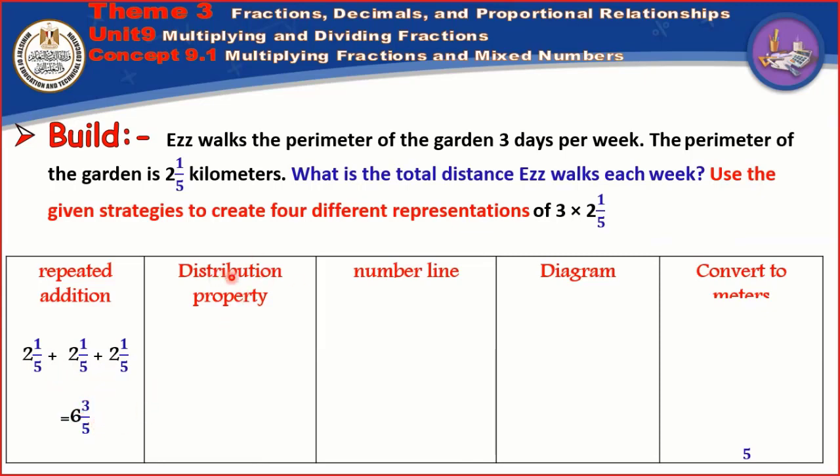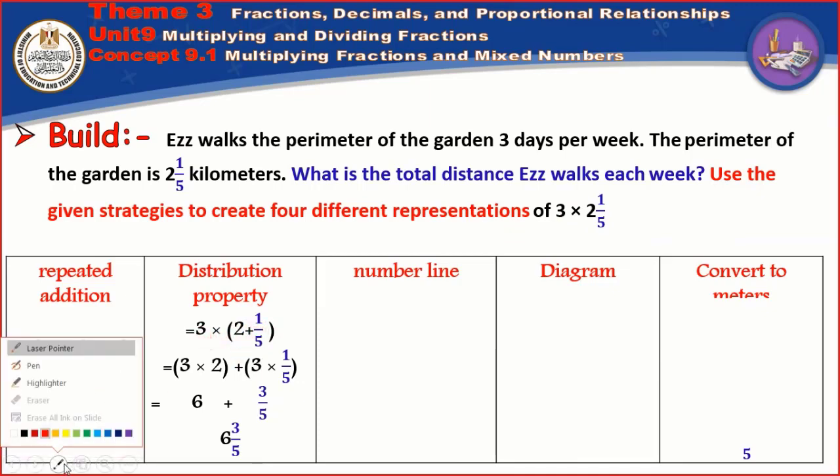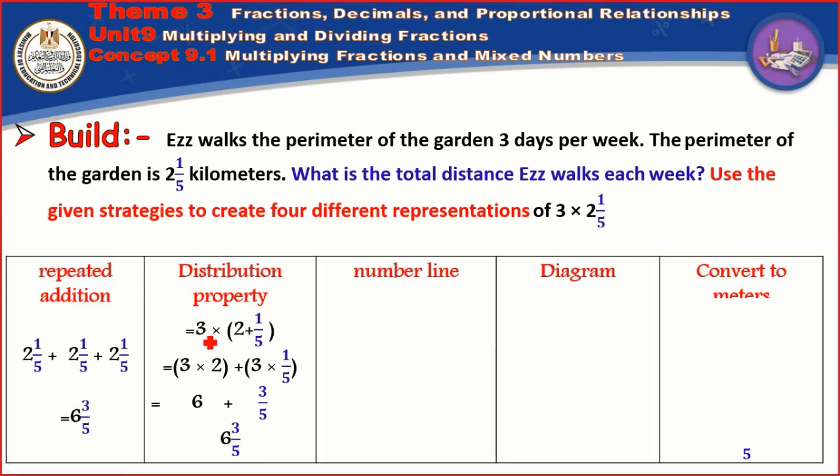Now the second strategy, distributive property. I want to multiply 3 times 2 and 1/5. I can divide the mixed number into 2 wholes and 1/5: 2 whole plus 1/5. Now I can make the distribution. Do you remember what is the meaning of distributive property? It means I will multiply the 3 by 2 plus I will multiply also 3 by 1/5. 3 by 2 equals what? Equals 6.